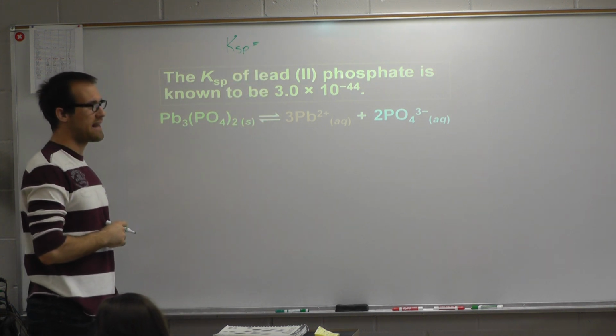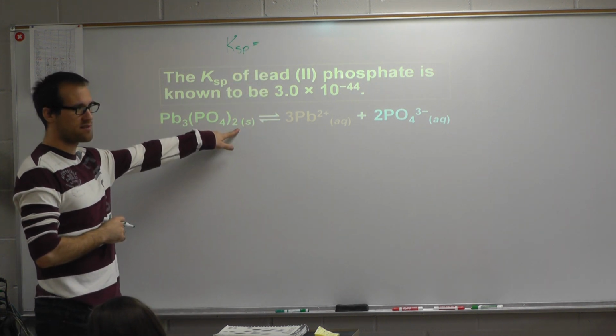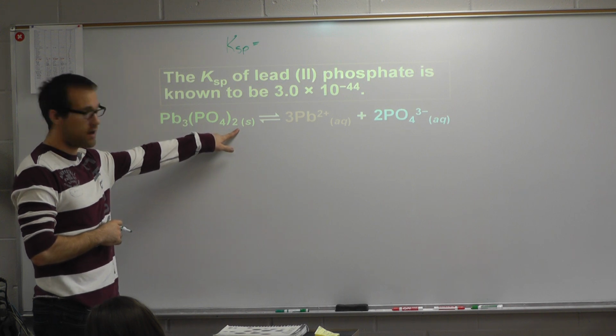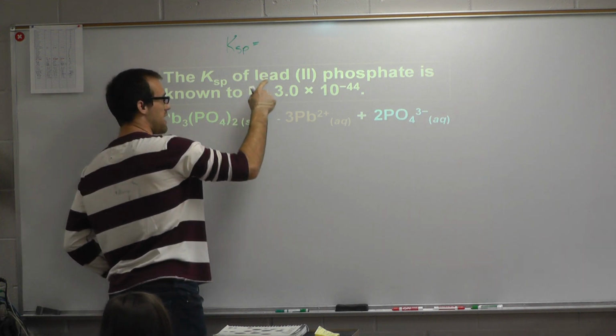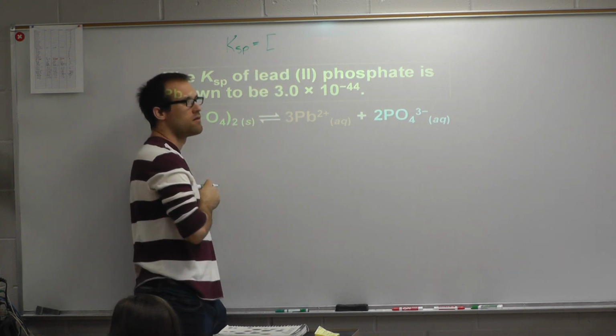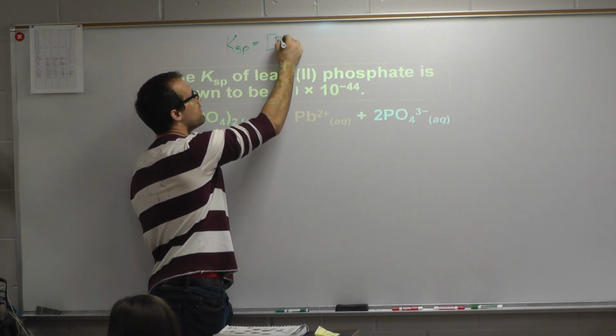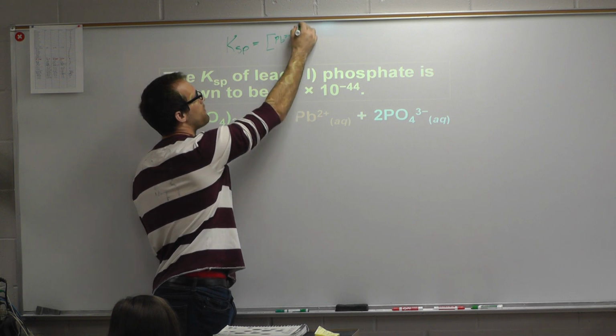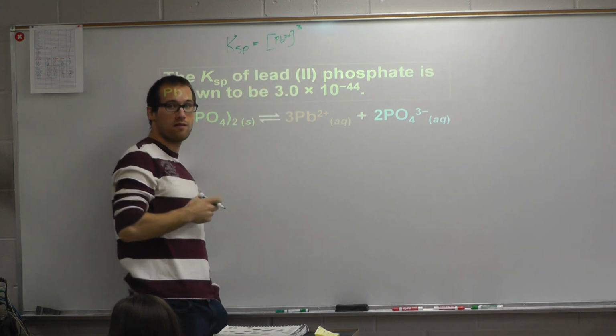Okay, products over reactants. This is a solid, so the reactants are going to be 1. Help me out writing the KSP expression for this, somebody. Cd 2 plus to the third. Everybody see what happened there? And then PO4 3 minus.